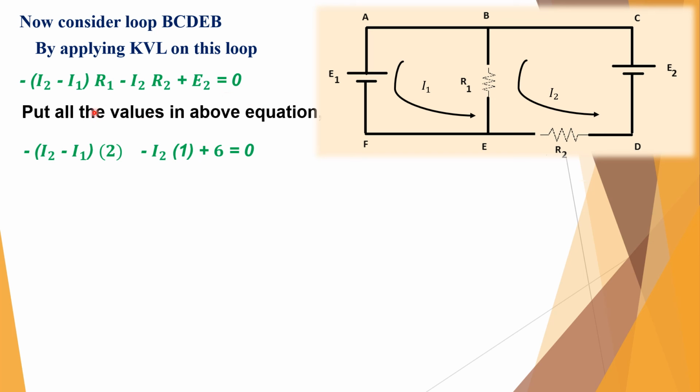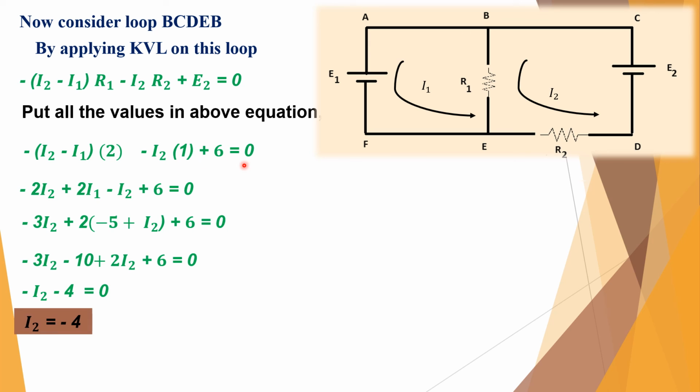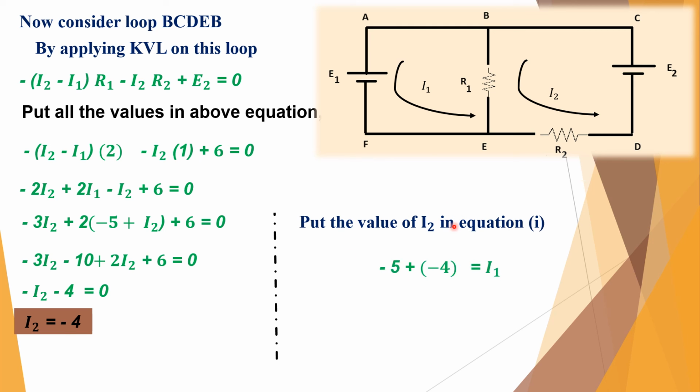Put all the values in the above equation. We get minus (I2 minus I1) into 2 minus I2 into 1 plus 6 equals 0. By solving, we get minus 2I2 plus 2I1 minus I2 plus 6 equals 0. By solving this, you will get I2 equals minus 4. Put the value of I2 in equation 1. We get minus 5 minus 4 equals I1, and finally I1 equals minus 9.